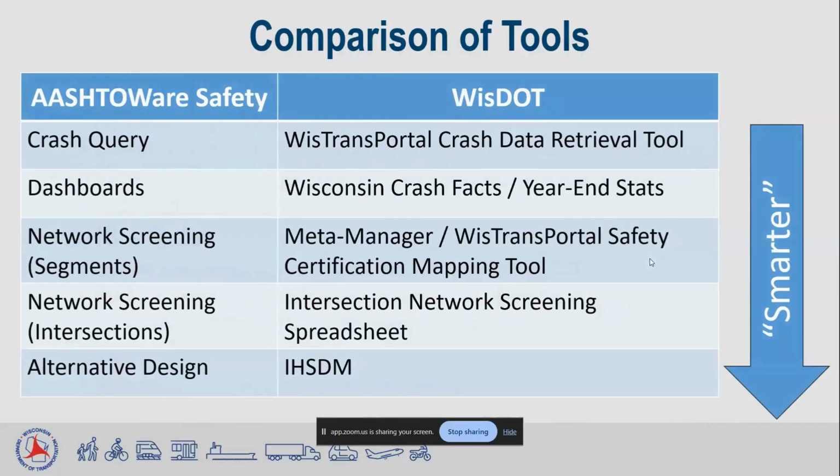Because of that, and as we're starting to transition, we have a lot of in-house tools that were built to do a lot of what AASHTOWare can do for us. So the arrow pointing down that says "smarter" on the side, smarter is in quotes. It is smarter, but I'd also say that it's more data intensive, right? Crash query is usually just looking at what crashes are out there and doing a hotspot analysis. So as you work your way down, you're adding in more and more layers of data to hopefully get a better, more robust analysis result coming out of it.